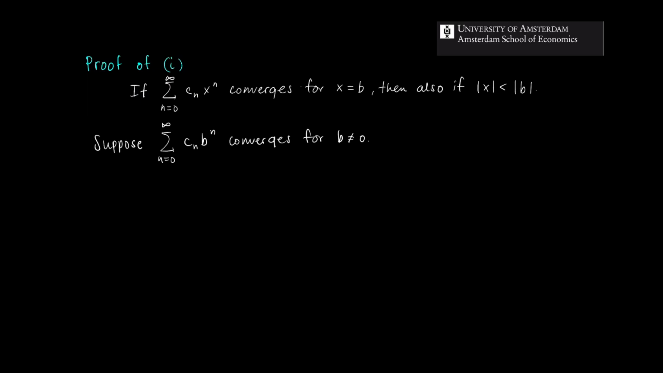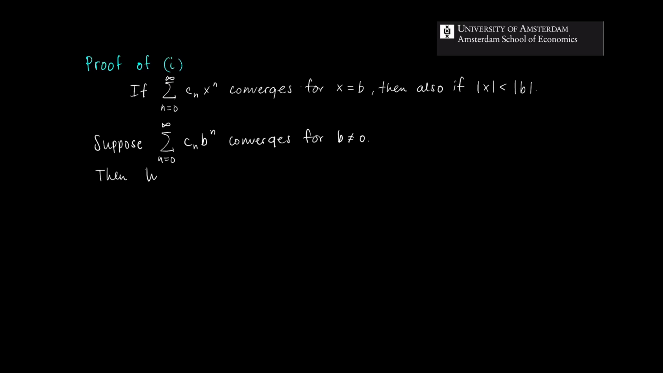And why do we assume that b is unequal to 0? Well, if b is equal to 0, then we cannot find an x in absolute value smaller than the absolute value of b, which would be 0. Notice that this series is always convergent for x equal to 0. It's trivial to show that the series converges. So now let's assume that the series sum of c_n b^n converges for some b unequal to 0.